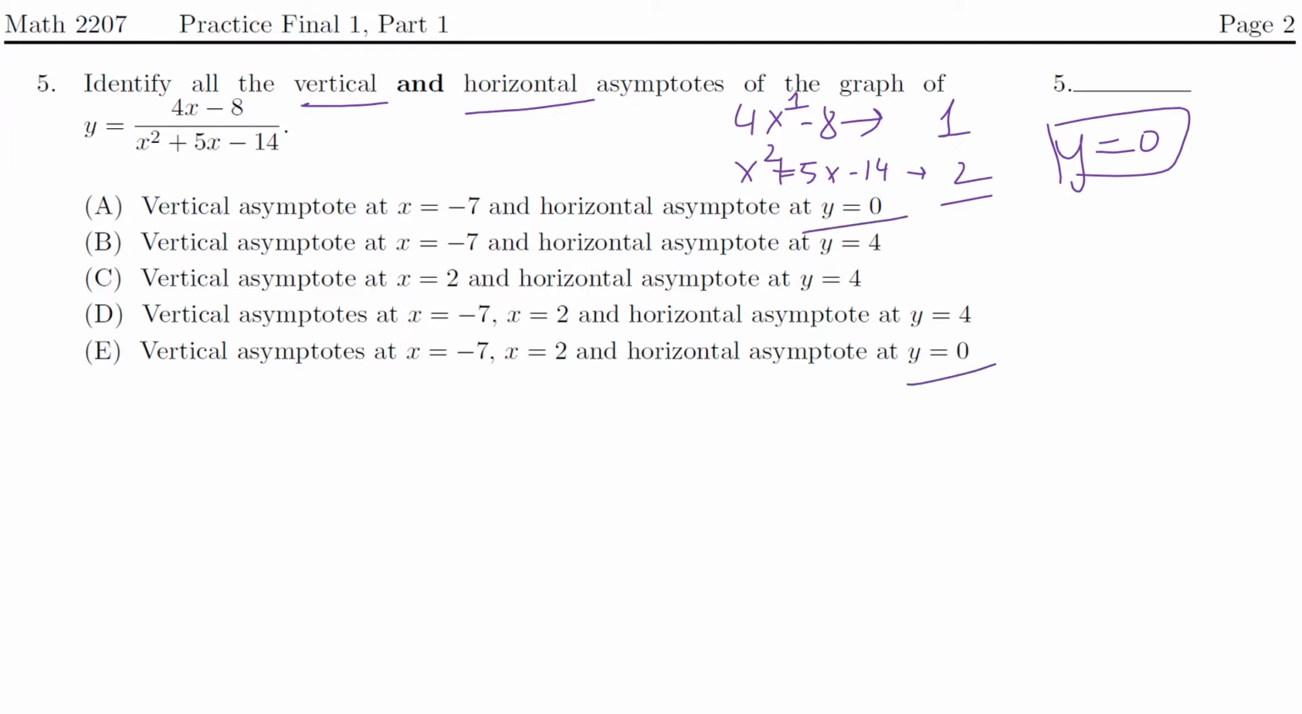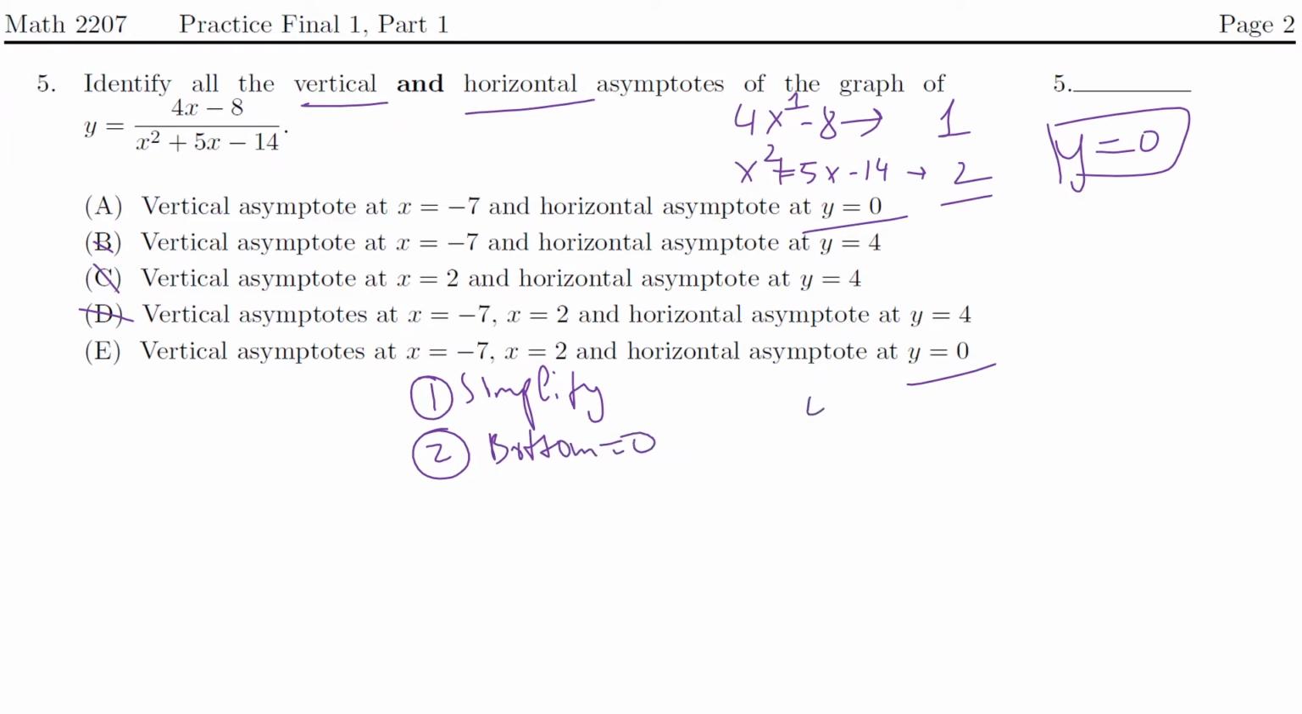We can already eradicate B, C, and D. Boom. So it's between A and E. So now, when it comes down to vertical asymptotes, there are 2 steps. First of all, simplify. That's a key step. And only then set the bottom to 0. How can we simplify?